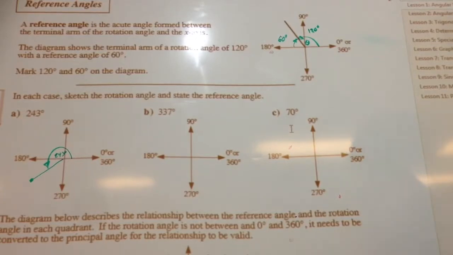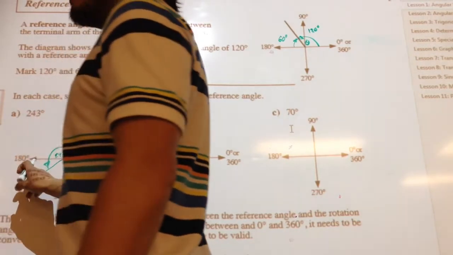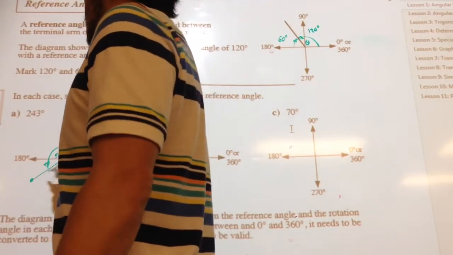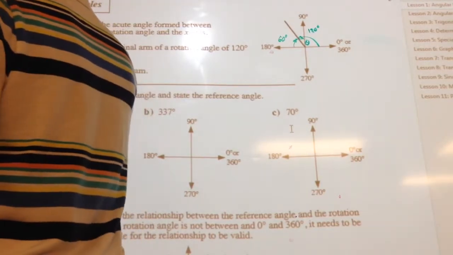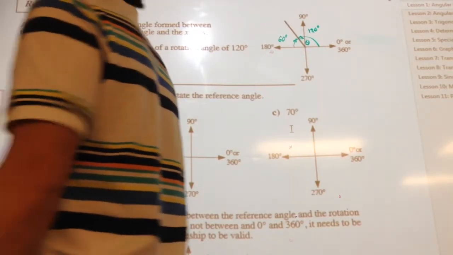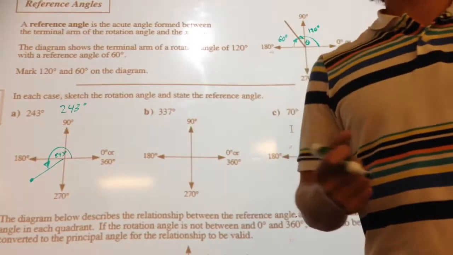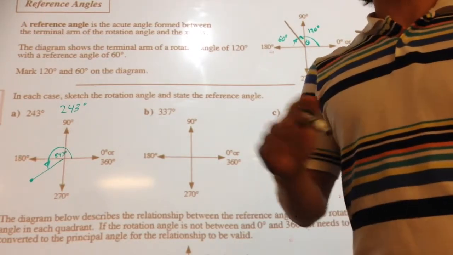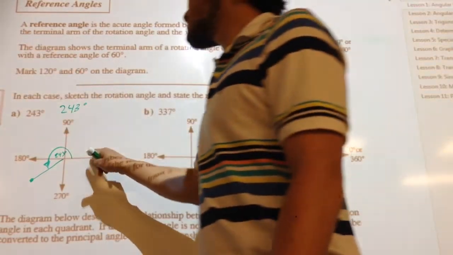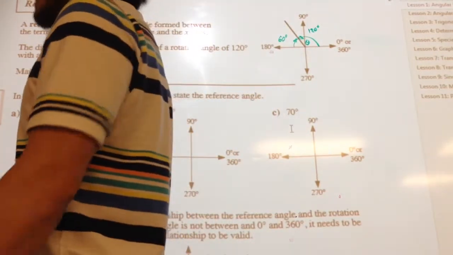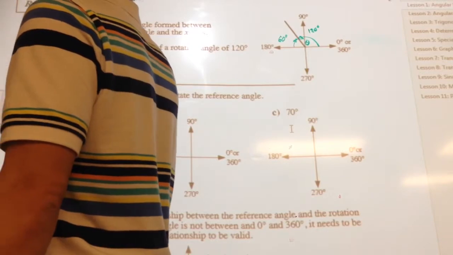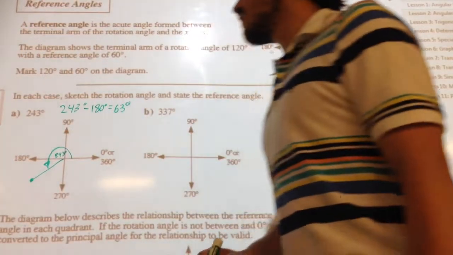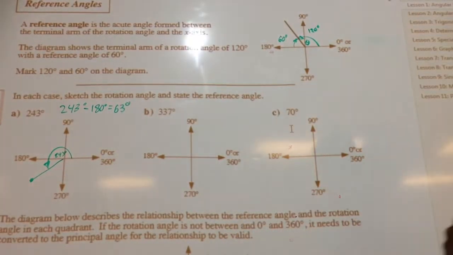My reference angle, what's that going to be? 63. In order to find your reference angle, you take your rotation angle, which is 243 degrees, and you subtract the angle that is nearest on the x-axis. So you could add to it, or subtract 180 degrees here, and I get a reference angle of 63 degrees.